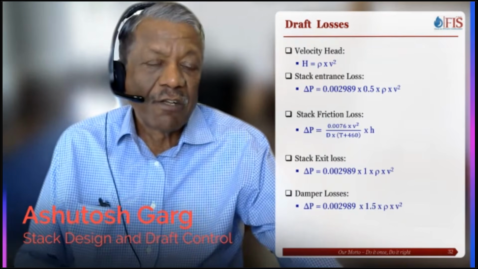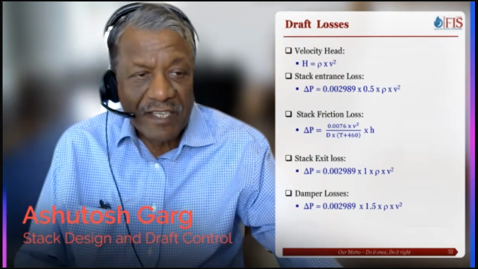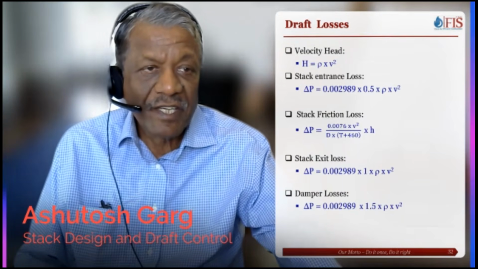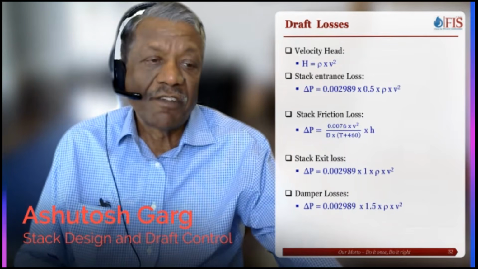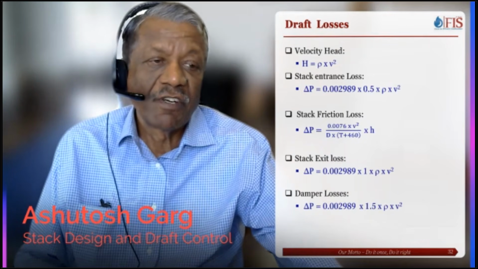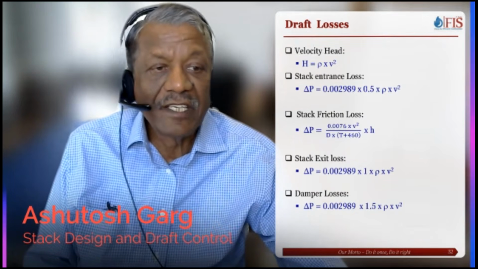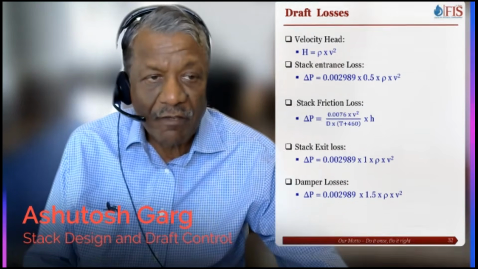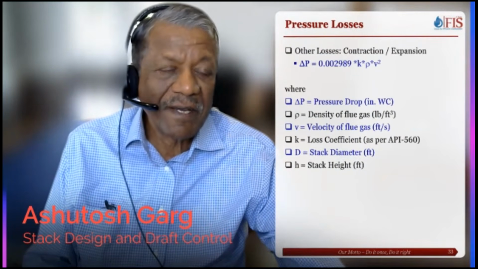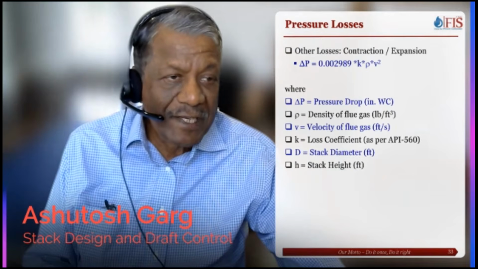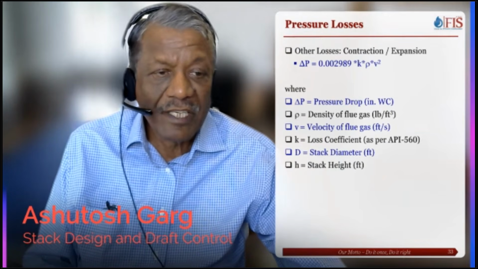Similarly, you can calculate stack friction loss. You can calculate stack exit loss, which is one velocity head. Entrance loss is half velocity head. And damper losses we take as about 1.5 rho v square. That's the damper loss we calculate. Other losses, contraction and expansion, my team has given you all these coefficients and units, so they can be helpful to you.